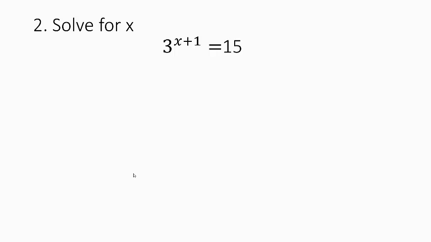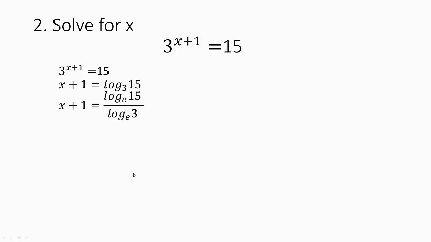Okay, let's do another one. This one's slightly more complex. 3 to the power of x plus 1 equals 15. Same again, we set up our equation. I'm going to use logarithms to bring the power down to the working line. x plus 1 equals log to the base 3 of 15. Then I'm going to convert my log to the base 3 of 15 into log to the base e of 15 divided by log to the base e of 3. And take 1 from both sides.